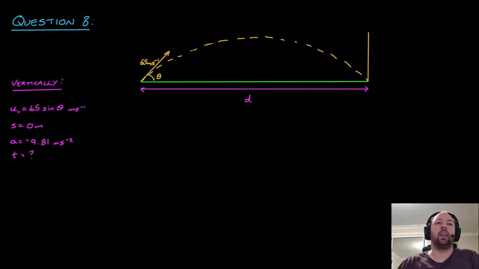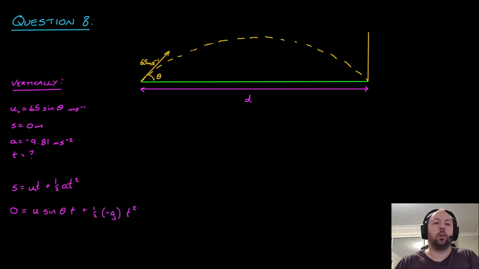Overall, we're going to have a 0 meter displacement because the projectile is going to land at the same height that it started. We have an acceleration of negative 9.81 meters per second squared, and we want to know the time of flight. Using s equals ut plus half at squared, we get that 0 equals u sine theta times t plus half times, and I'm just going to put the acceleration as negative g here, where g has the value 9.81, t squared. And I'm avoiding putting in values for u and g at the moment because I want to get a formula that will work for any value.